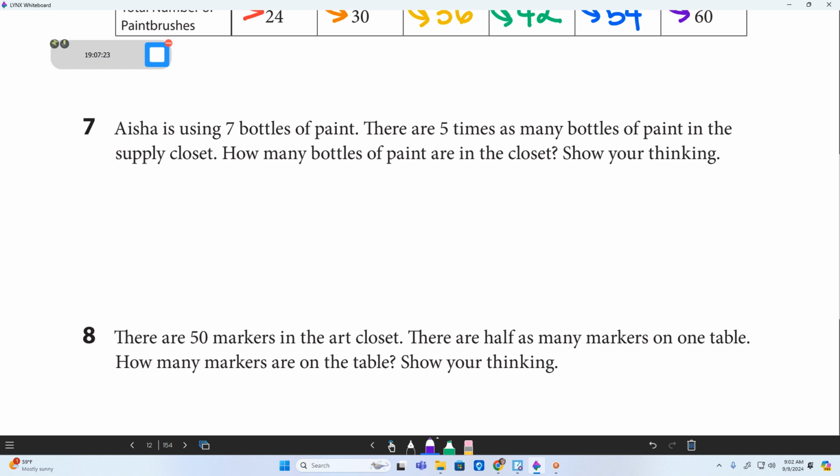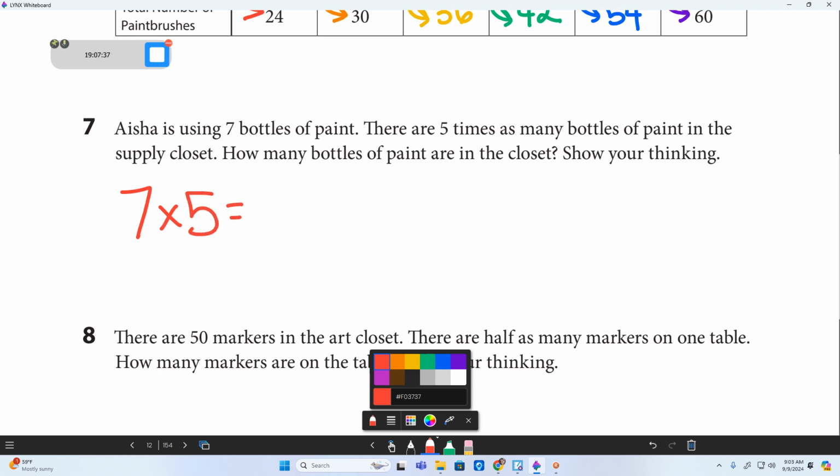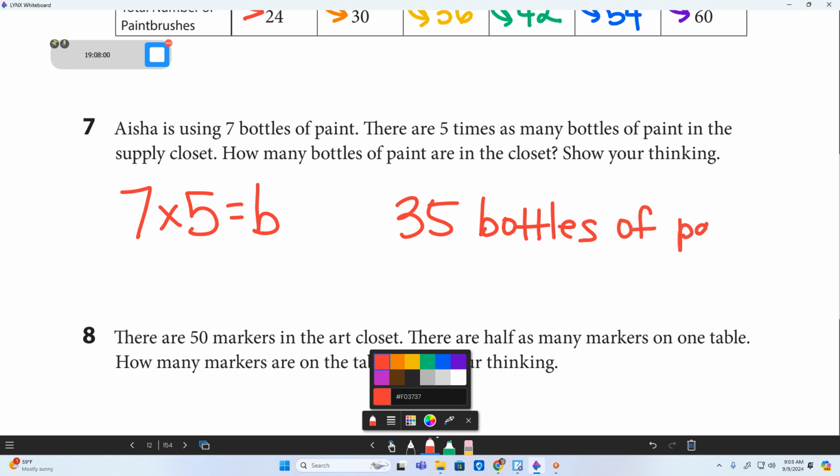Aisha is using 7 bottles of paint. There are 5 times as many bottles of paint in the supply closet. How many bottles of paint are in the closet? Show your thinking. I'm totally going to write an equation. All right, 7 bottles, but in the closet there's 5 times as much. And 7 times 5 is 35. If you want, this would be a great opportunity to use a variable, maybe B for bottles. And 7 times 5 is 35. And if you didn't know what 7 times 5 was, you could draw a picture, right? 5 rows of 7 or 7 rows of 5. But the answer is 35. And let's give it a little circle here.